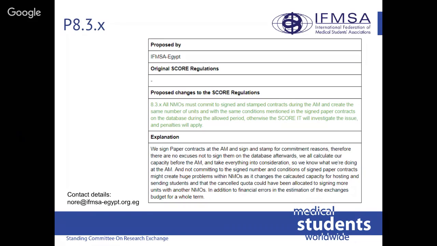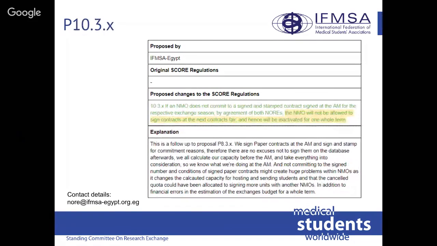problems within the NMOs as it changes the calculated capacity for hosting and sending students. And the cancelled quota could have been allocated to signing more units with other NMOs. In addition to financial errors in the estimation of the exchanges budget for a whole term. So this is the explanation by IFMSA Egypt. If you have any comments, any questions, please contact IFMSA Egypt.